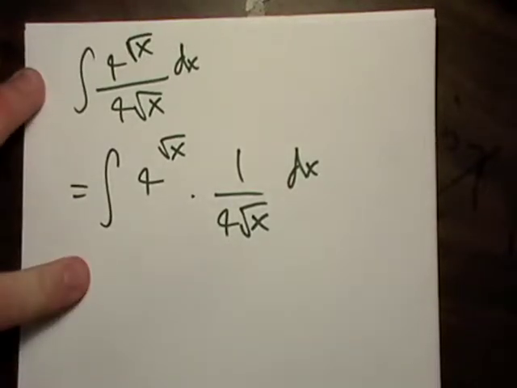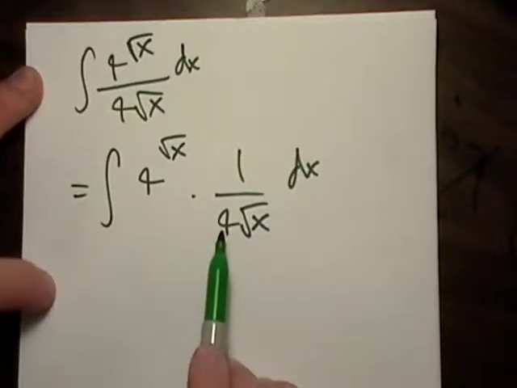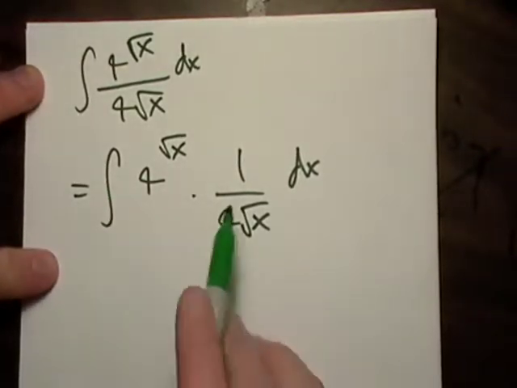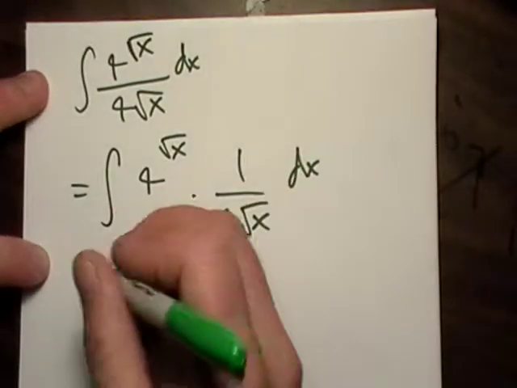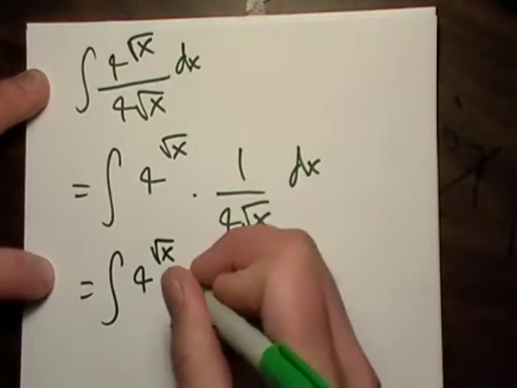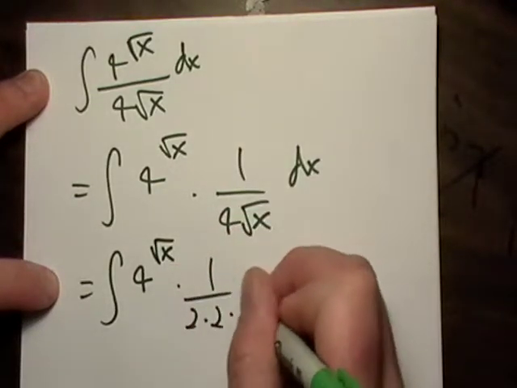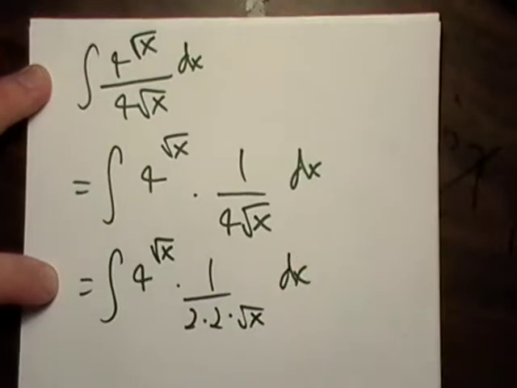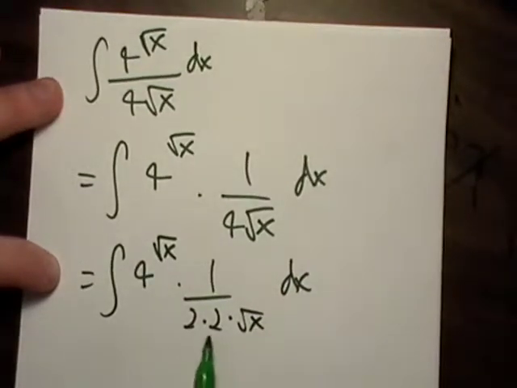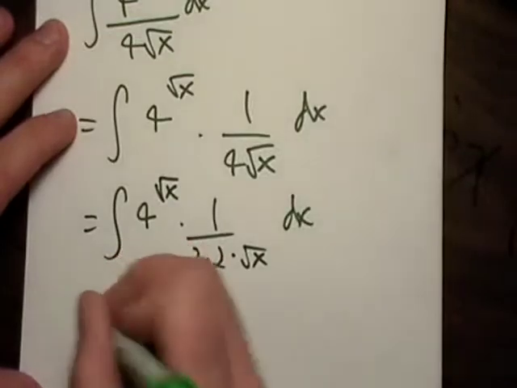And I'm going to do something else. 2 times 2 equals 4, right? Well, I'm going to factor a 2 out of here, okay? Actually, let me just do it like this, and I'll write it a little bit cleaner while I'm at it. There we go. So I got 1 over 2 times 2 times the square root of x. So what I'm going to do, I'm going to yank a 1/2 out of there.